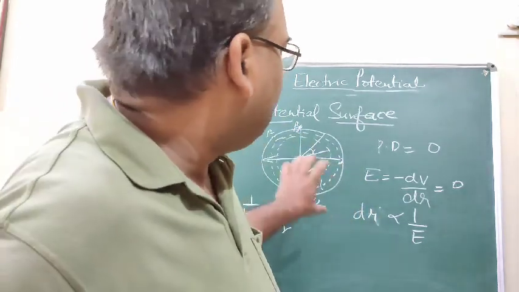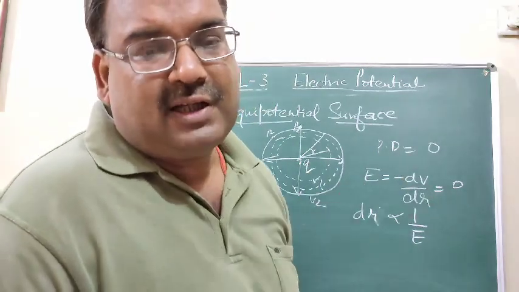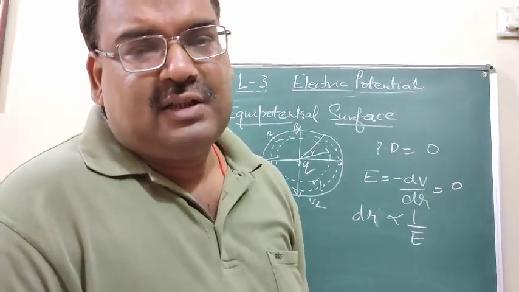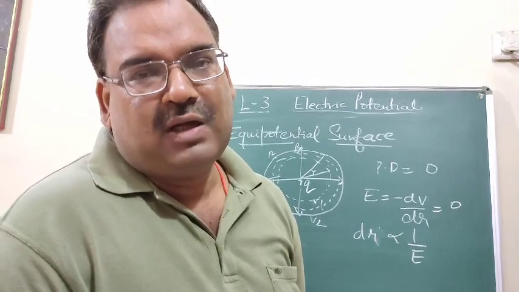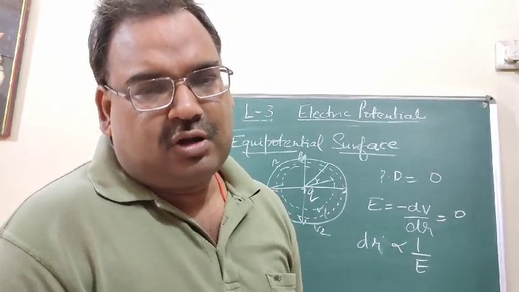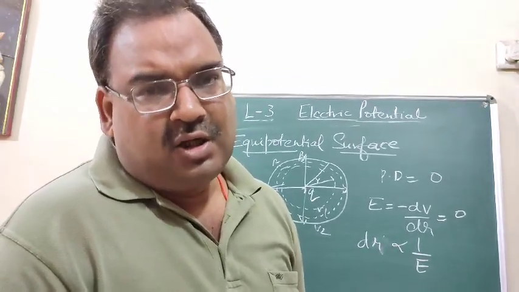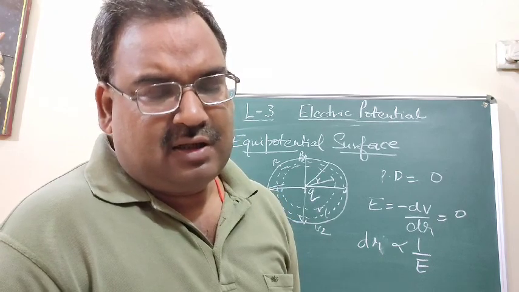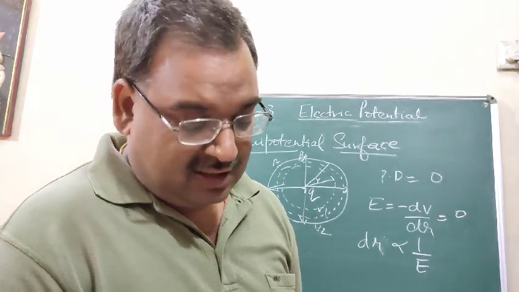This is a very small point, but a very important point that is often asked in the board examination in 1 or 2 mark objective type questions. Most of the questions in Section A are 2 marks. So these kinds of questions on equipotential surfaces are generally asked in the exam.